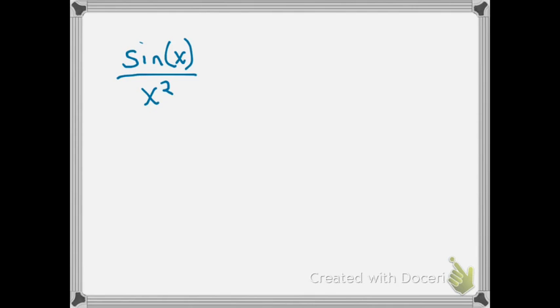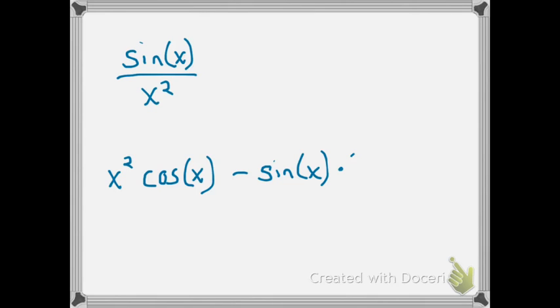So low d high means that I'm going to have x squared times the derivative of the high, so the derivative of sine is cosine. So this is x squared times cosine of x, minus high d low. So high is sine of x, d low, so the derivative of the low function, which is x squared, so the derivative of that is 2x, all over low squared. So x squared being squared is x to the fourth. And this is the answer.